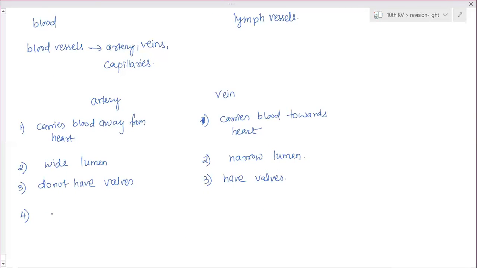Fourth point. Arteries carry oxygenated blood except the pulmonary artery. Blood flows under high pressure in arteries. In veins, blood flows under low pressure.